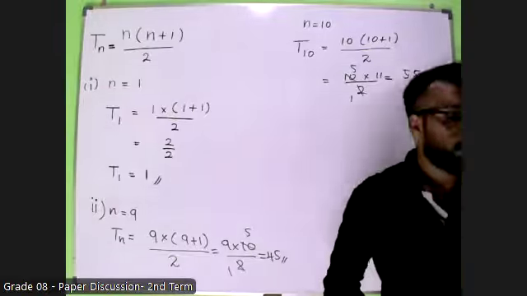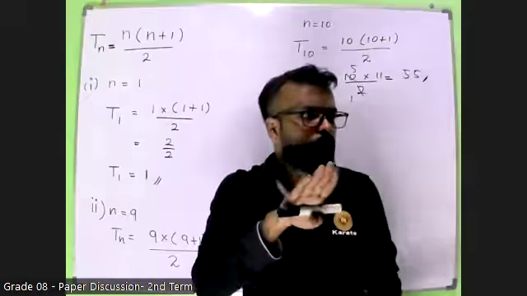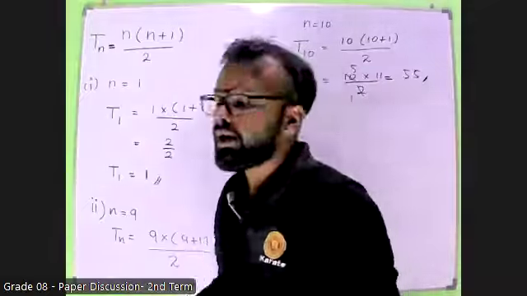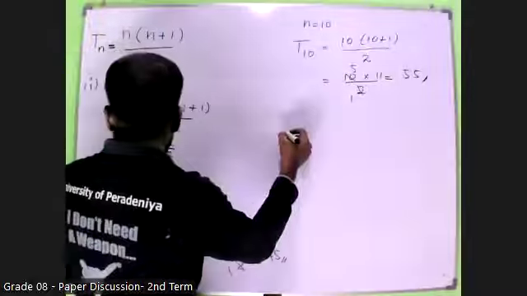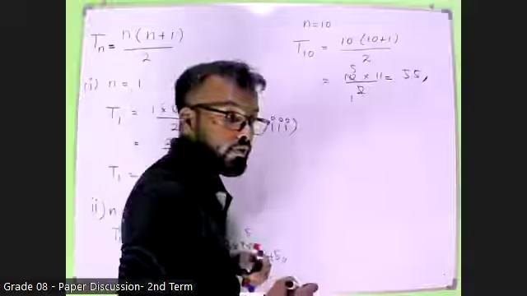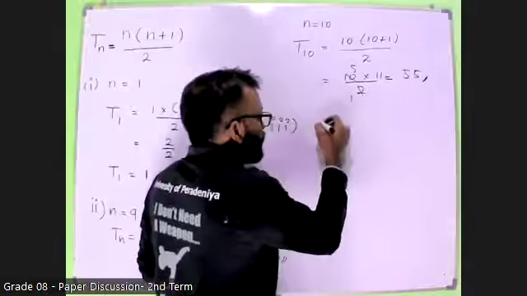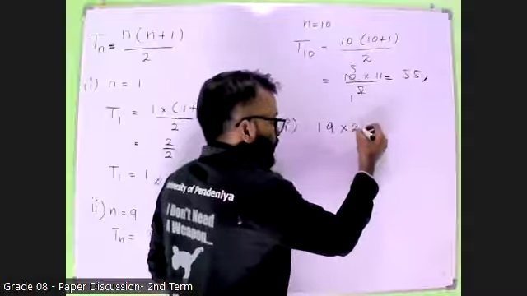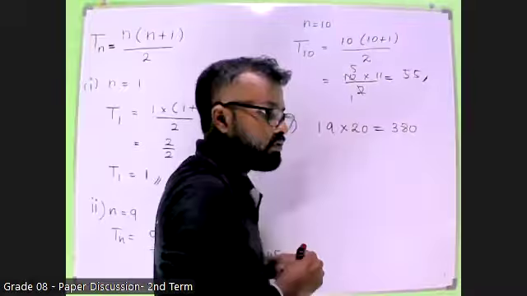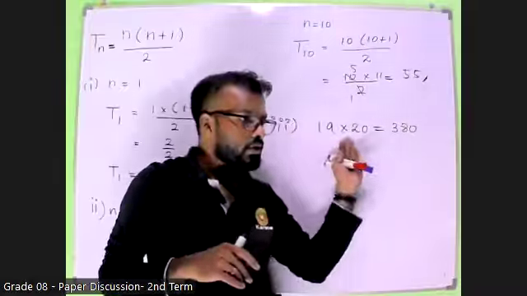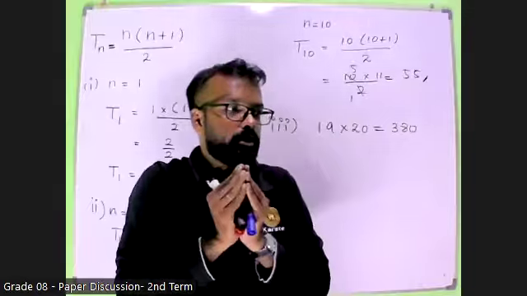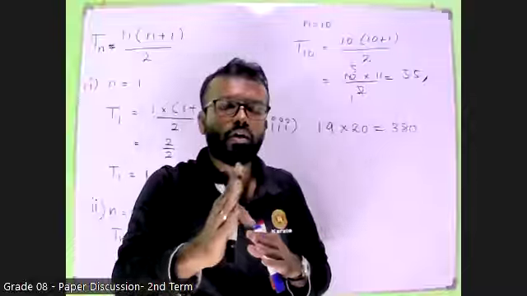Okay. So let's move to the third one. If 19 times 20 equals 380, you have to use that part in order to answer question number 3. Right? What we have here? 19 times 20 equals 380. Right? So if this happens, they are asking: find which term is 190 of this number pattern.